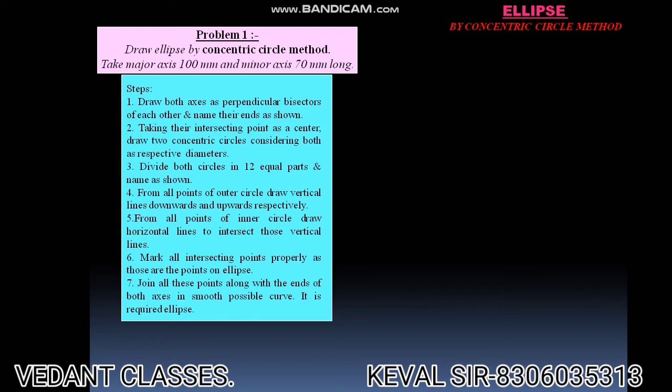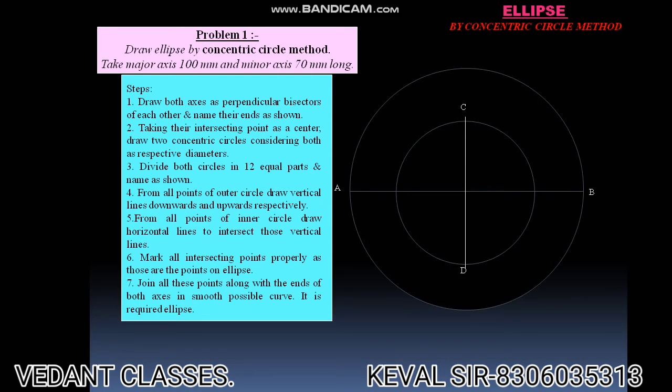First of all, draw the major axis of 100 mm in length, then draw a minor axis of 70 mm in length. Now accordingly draw the two concentric circles, one considering the major axis as a diameter and another considering the minor axis as a diameter. So like this you get two circles. Now divide the circles into 12 equal parts like this. We have divided the circle into 12 equal parts. Now just take the projections like this.